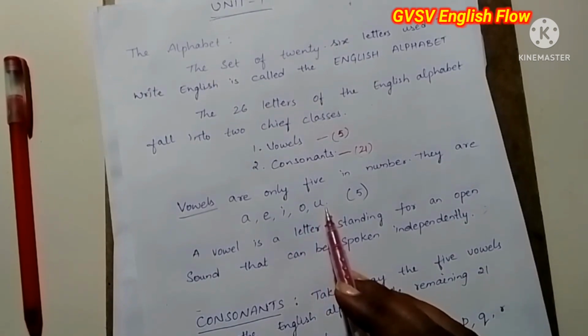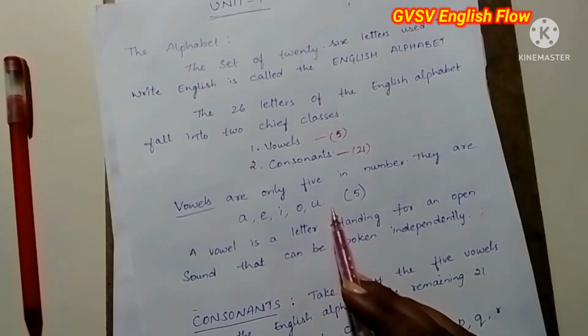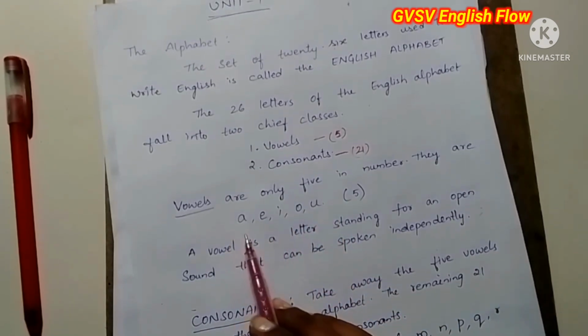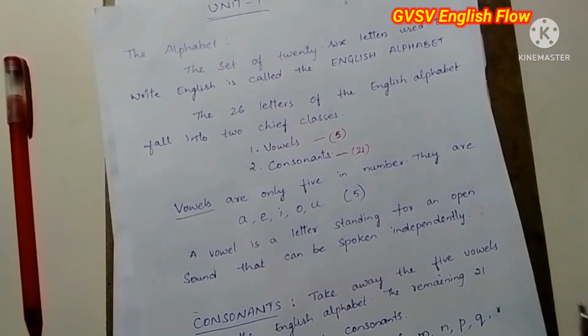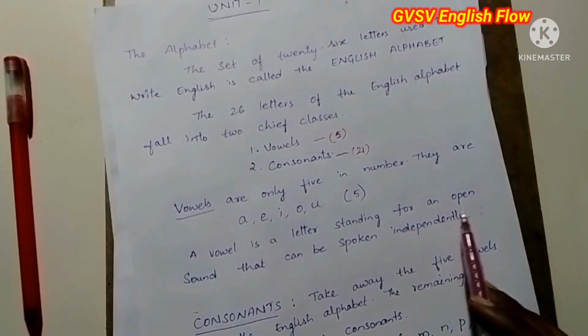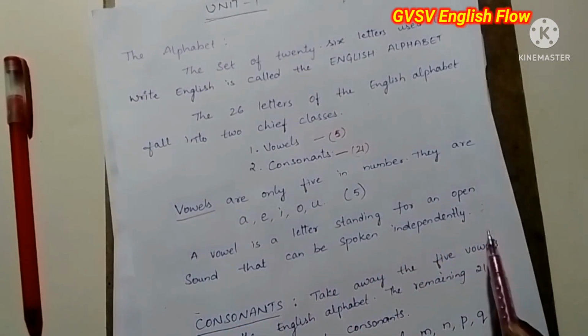What is a vowel? First of all, we should know. We know A, E, I, O, U. Everyone knows. Everyone is able to tell this. Whenever we ask what are vowels, we simply say A, E, I, O, U. But why have they come under vowels? A vowel is a letter standing for an open sound that can be spoken independently.